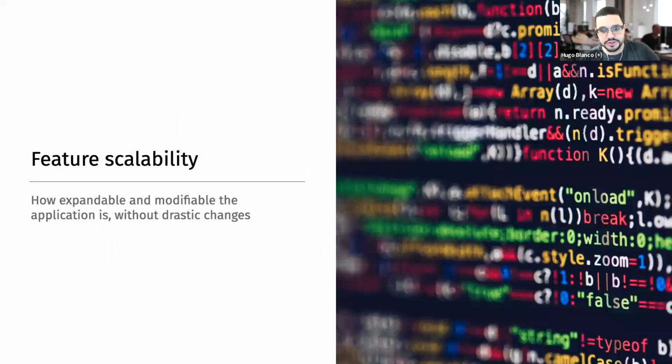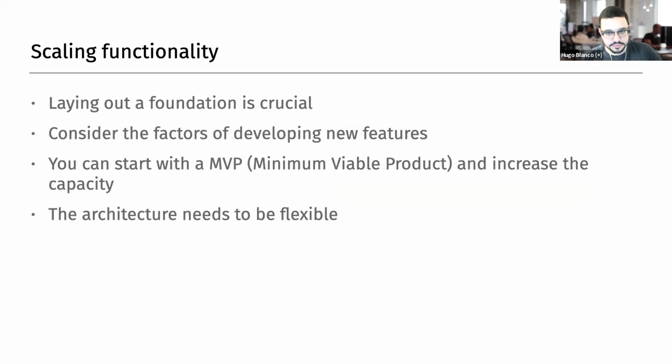And then we go to feature scalability. That is how expandable and modifiable the application is without drastic changes. So how do we scale functionality? Laying out a foundation is crucial. It's good to understand what the most important features are for your application. And then you start considering the factors of developing new features.